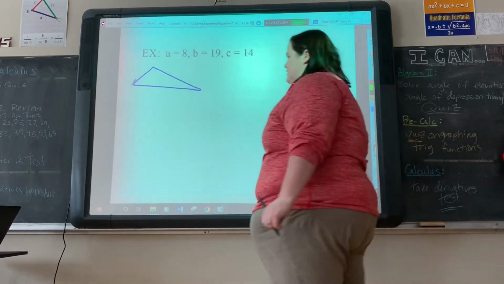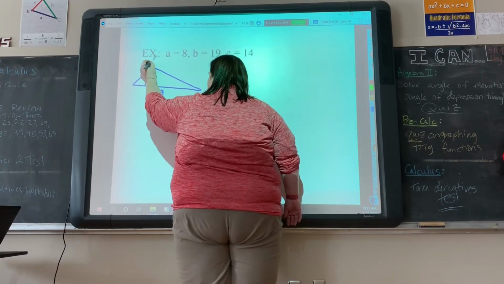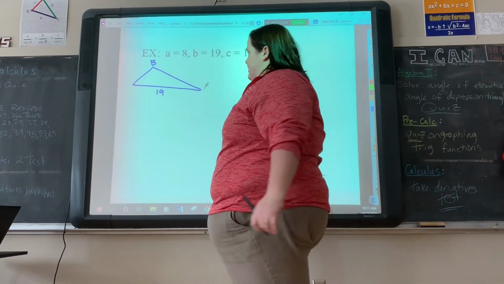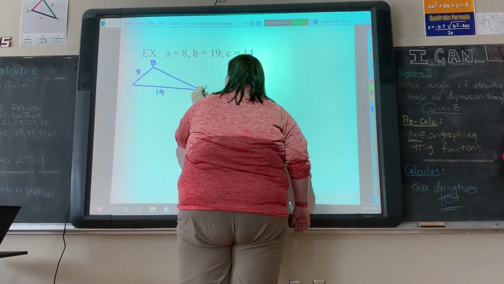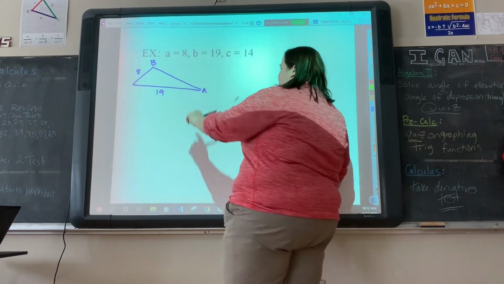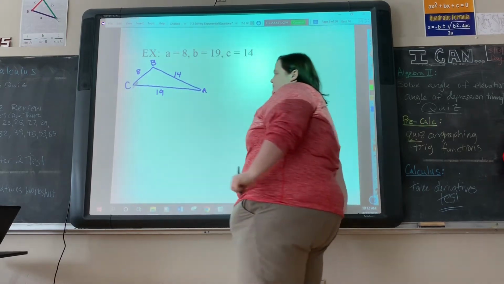So let's see, my longest side looks like this. So that's what I'm going to label with my 19. So that makes this angle B. My shortest side is over here. So I'm going to label that with 8. That's my angle A. Okay. And then this one is slightly shorter, so it's 14. And that's angle C. Okay.